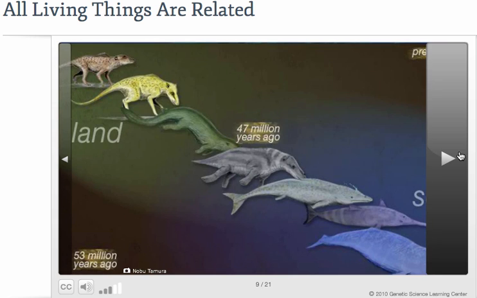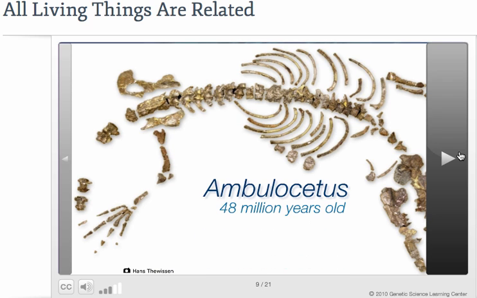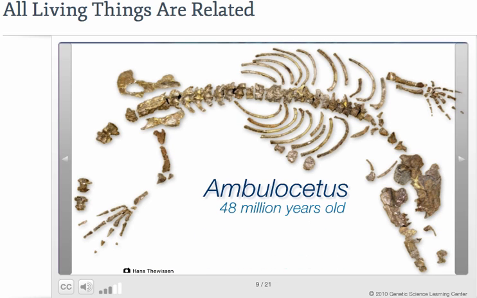A series of fossils documents how mammals transitioned back to the sea. Ambulocetus was the first to have four webbed feet. The animal lived on land, but hunted in the water. Like modern whales, it moved its spine up and down to swim.